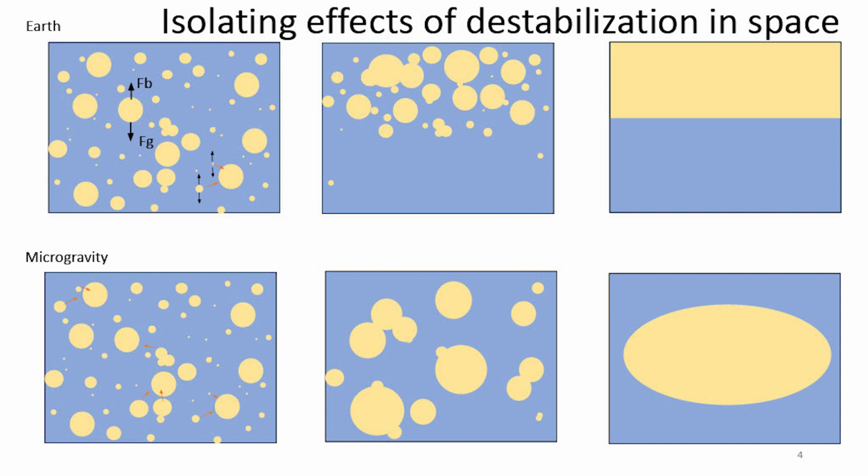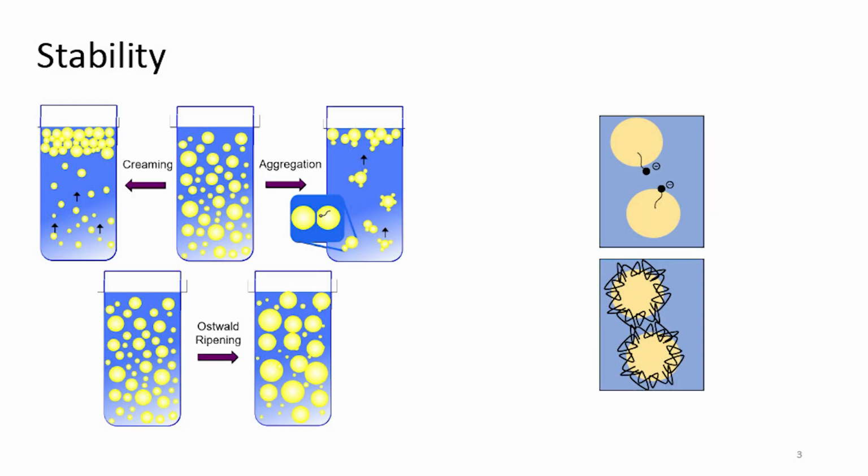As we talked about on the last slide, you have the effects of body forces such as gravity. When you have those effects of gravity, the terminal velocity of the droplets changes and it scales with the radius of the droplet. When droplets get larger, they tend to cream or settle.